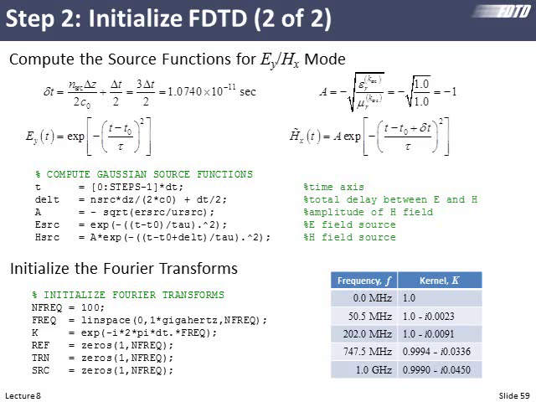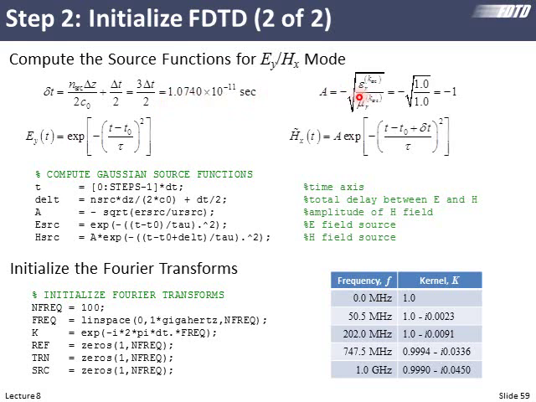Then our source. Remember, the electric and magnetic fields are delayed because they are a half cell apart and a half time step apart, and where we're injecting the source, the refractive index is 1. So it turns out this is 3 delta T over 2 for this case. And so the delay between the electric and magnetic fields is about 10 picoseconds.